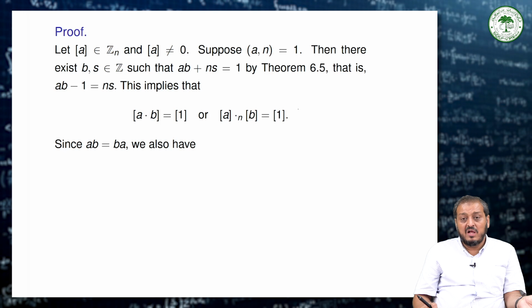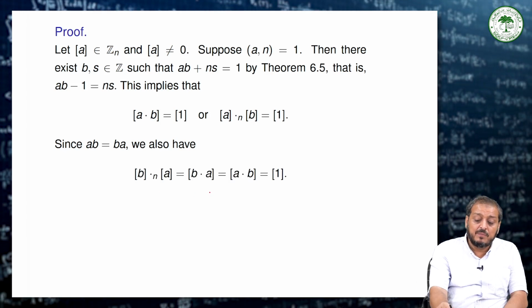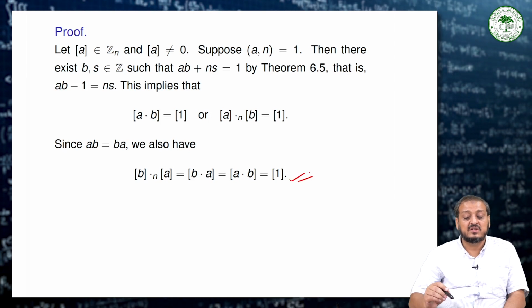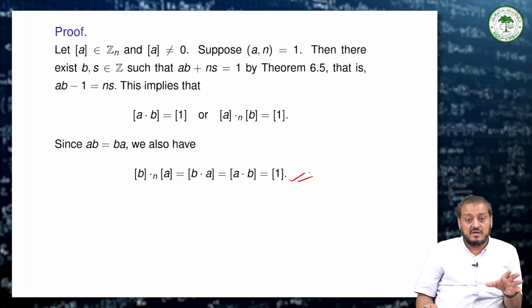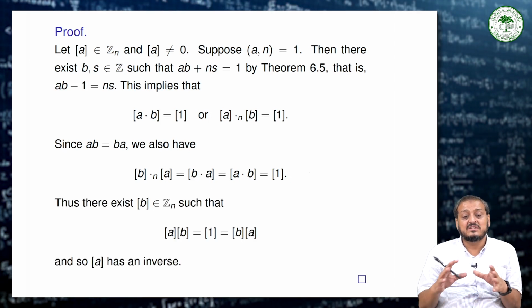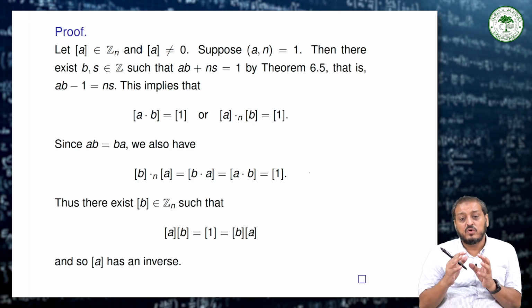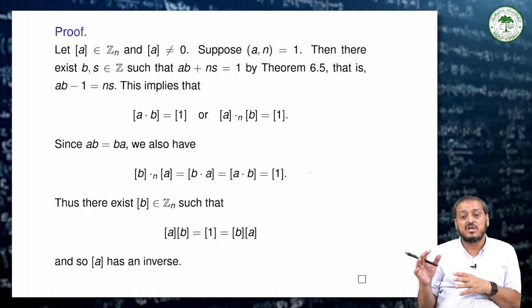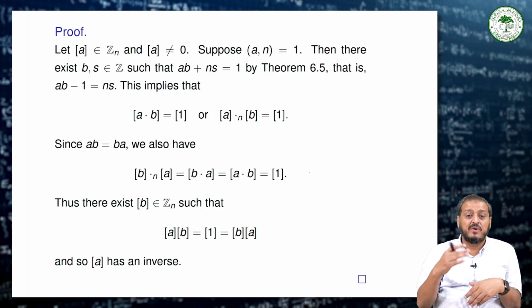So we also have a·b under multiplication, and this condition is satisfied. We just have to say that under these conditions, does there exist an element b belonging to Zn such that the equivalence class of a times the equivalence class of b gives 1, the same as b times a equal to 1, then element a has an inverse.